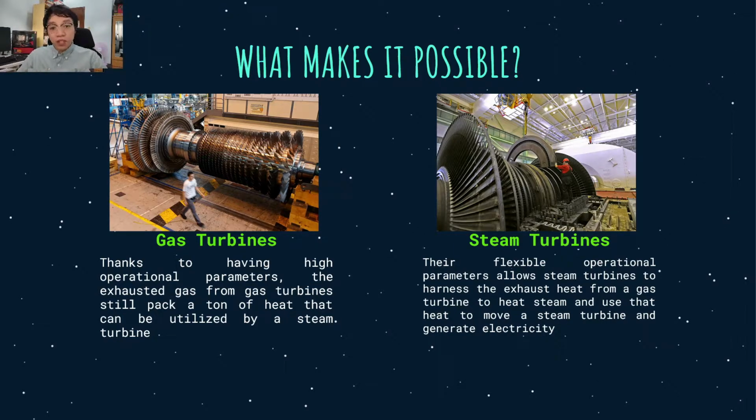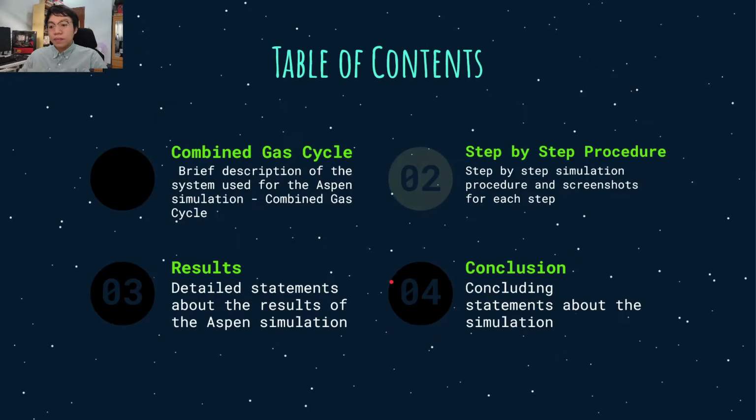What makes this combination so great is that as long as the gas turbine keeps on generating electricity, it's going to keep on rejecting a ton of heat. By using a heat exchanger to absorb this heat, we can transfer this to water, which then turns into steam and generate a few extra megawatts of electricity for the power plant.